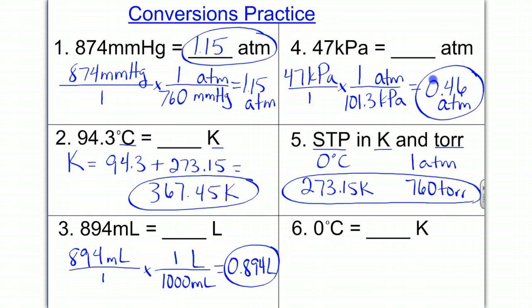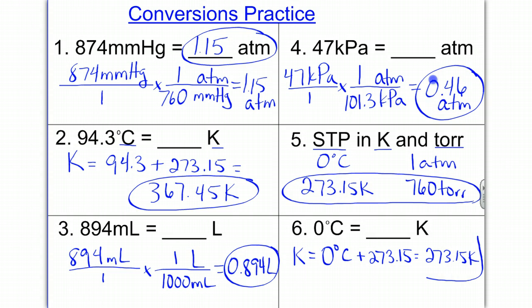Number 6, we want to change 0 degrees Celsius to Kelvin. So Kelvin equals 0 degrees Celsius plus 273.15, which just gives us 273.15 Kelvin as our answer.